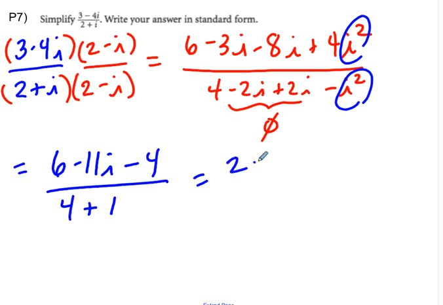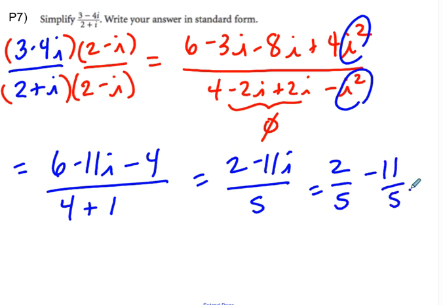So I get 2 minus 11i all over 5. My final answer will be split into the real part minus the imaginary part, or plus the imaginary part, but in this case it was minus. All right.